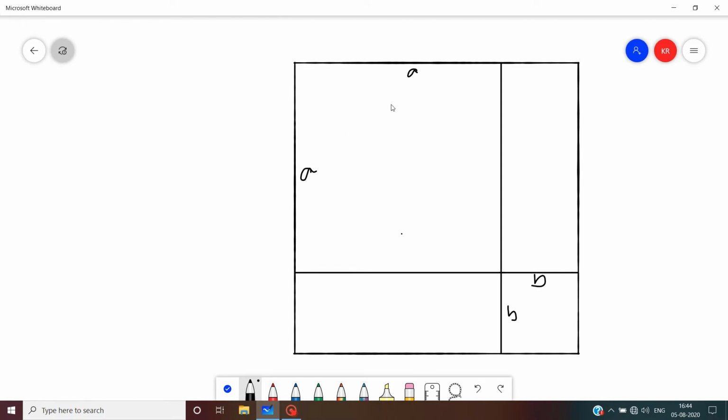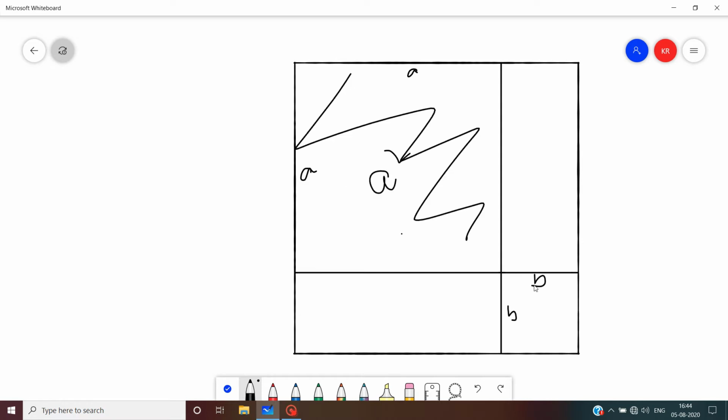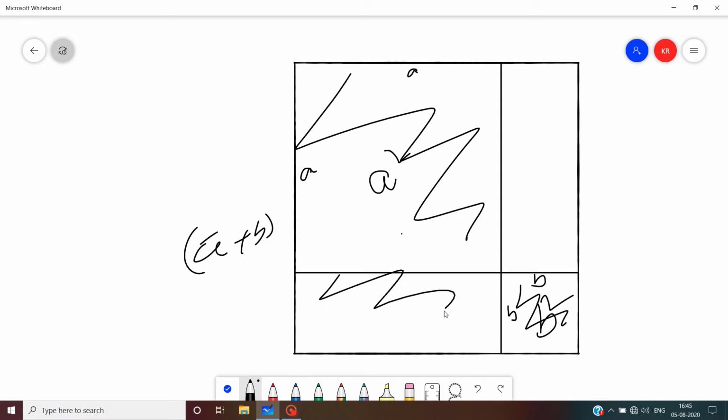So here, see, this is the side length of a, so this will be a square. This is the side length of b, so this will be b square. So something is left over to complete the side length of a plus b, right? In order to fill these gaps, I have made rectangular parts like this. These are rectangular parts with side lengths of b and a, and a and b.